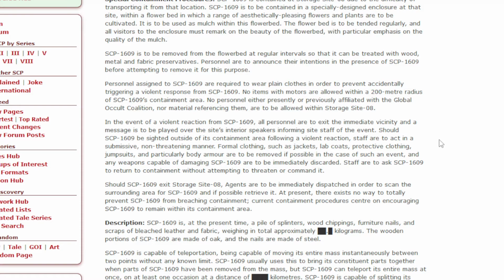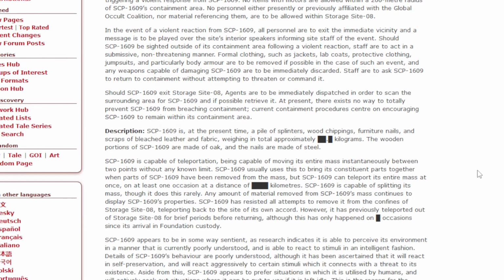Should 1609 be sighted outside of its containment area following a violent reaction, staff are to act in a submissive, non-threatening manner. Formal clothes such as jackets, lab clothes, and protective clothing, jumpsuits, and particularly body armor are to be removed if possible in case of such an event. Any weapons capable of damaging 1609 are to be immediately discarded. If a staff member asks SCP-1609 to return to containment, they must do so without threatening or commanding it. So just be like, hey, would you mind going back to the room that we made for you?